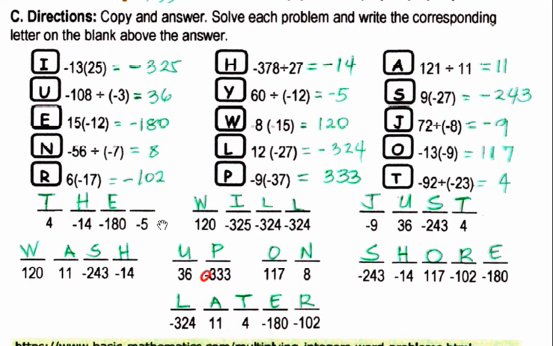Now, let's decode. What letter corresponds to the answer 4? So we have letter T. And what letter corresponds to the answer negative 14? It's letter H. For negative 180, it's letter E. How about negative 5? Oh, I missed out negative 5. But for negative 5, it is Y. So just write letter Y here. The word is "they."